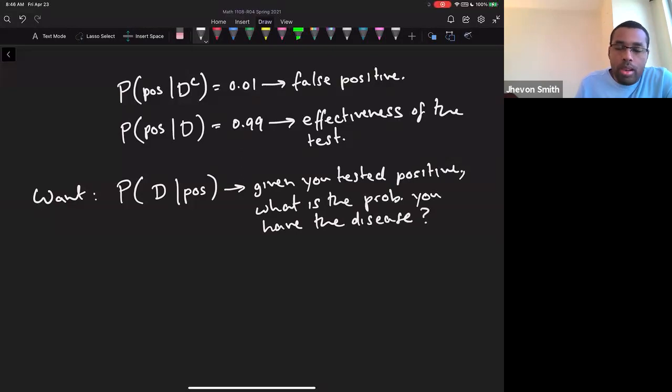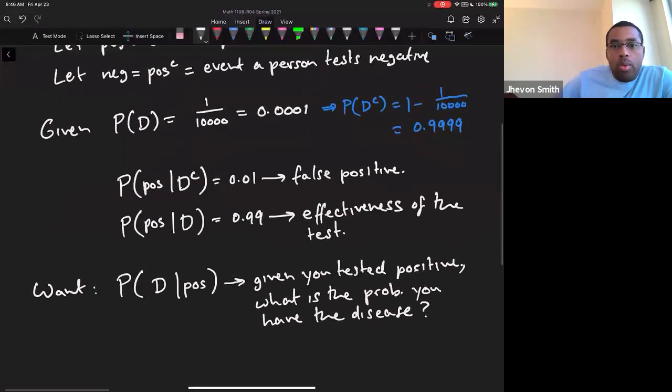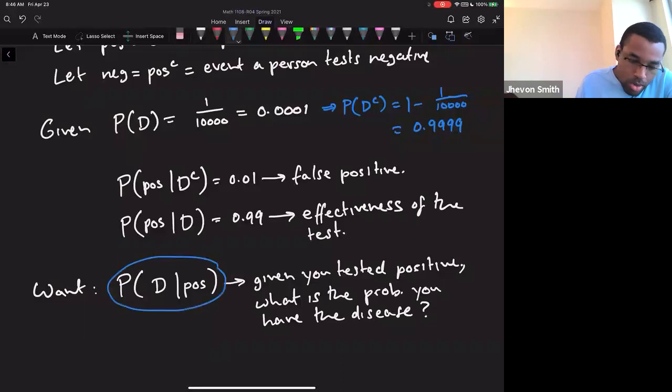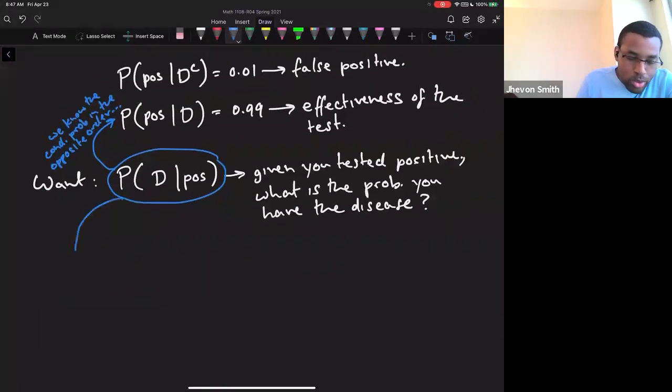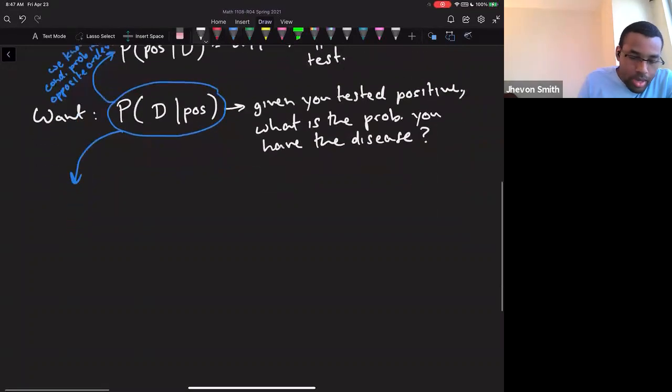Right? That's what we want to know. And now, when you realize that you want a conditional probability, and you realize also that you know the probability in the conditional in the opposite order, that kind of hints to you Bayes' rule might be useful. So this hints Bayes' rule is useful.